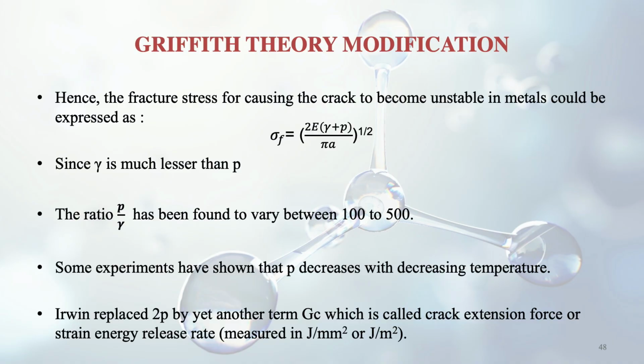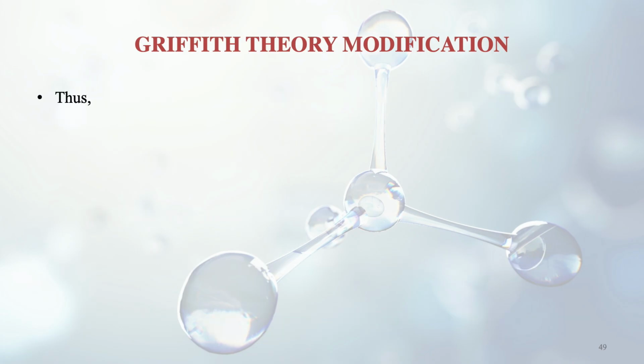Irwin then replaced 2P by yet another term, that is GC, which is called the crack extension force or the strain energy release rate, and its unit is given in joule per meter square. So Irwin did another modification. Thus he got a new formula: sigma F is equal to the root of E into GC divided by pi a. So you can see that the 2P term that was coming has been replaced by GC. Now KIC will become sigma F into Y into root A, which is the previous term, and GIC will then be equal to KIC square by E.